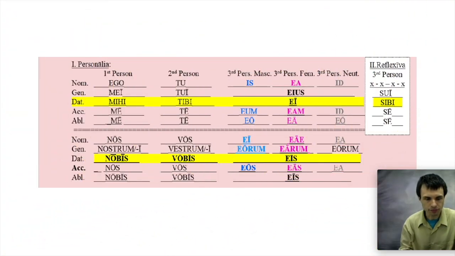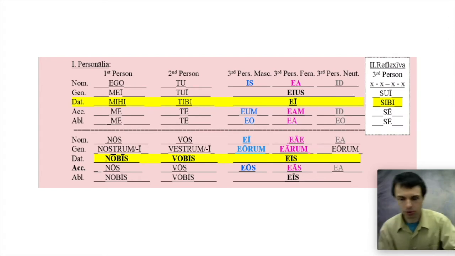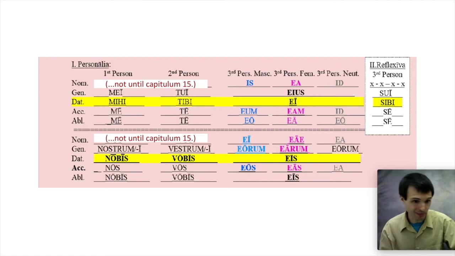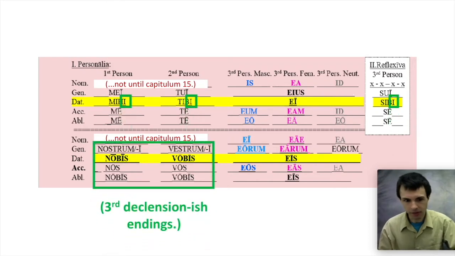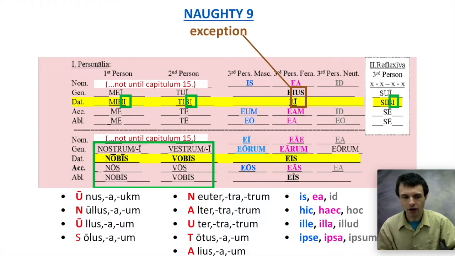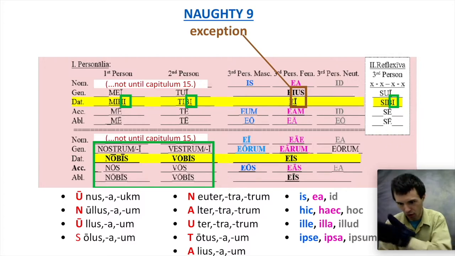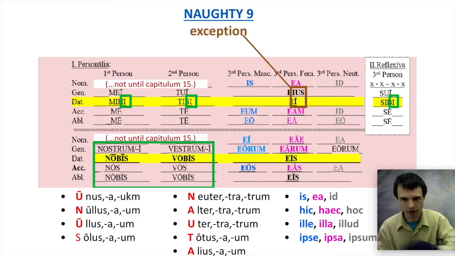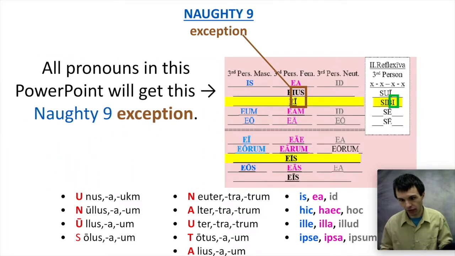All right, so first, here are some personal pronouns that we've learned, except we haven't learned the nominatives. And some of these have third declension-ish forms, which you won't see until next chapter 9. But note here that these have this naughty 9 exception. And all these words you see down here below are the naughty 9, the ones that get this naughty 9 exception, with ius in the genitive and i in the dative. Now, all the pronouns that you're going to see for the rest of this video are going to get this naughty 9 exception.